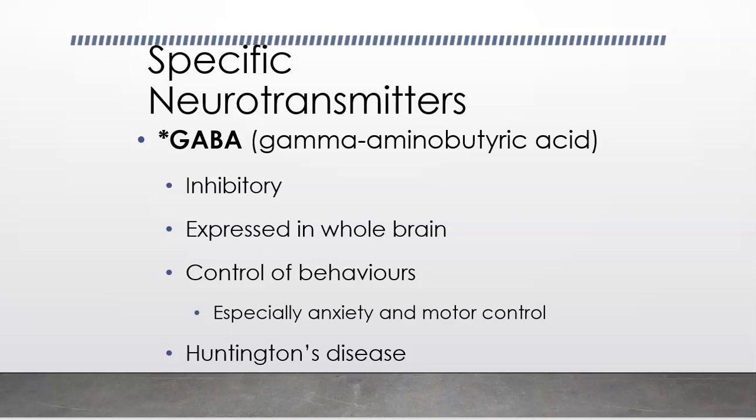You will see some deficits of GABA, or differing effects of GABA, especially in Huntington's disease. You do see that there are different levels of GABA in normal healthy patients than in patients suffering from Huntington's disease.